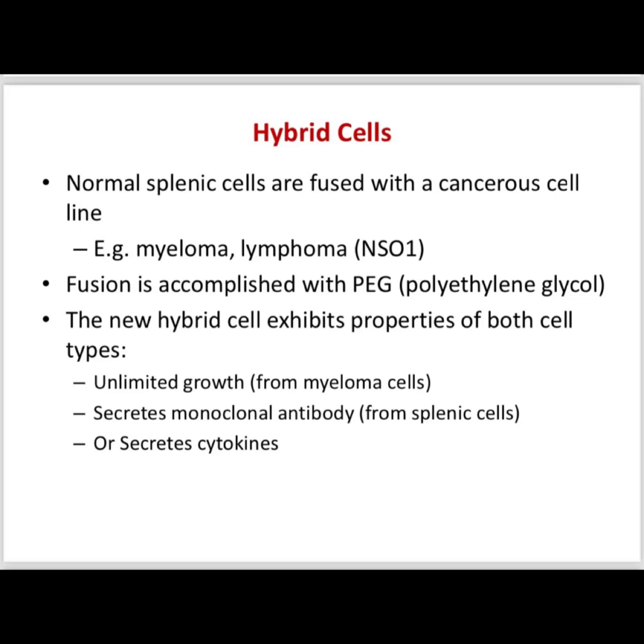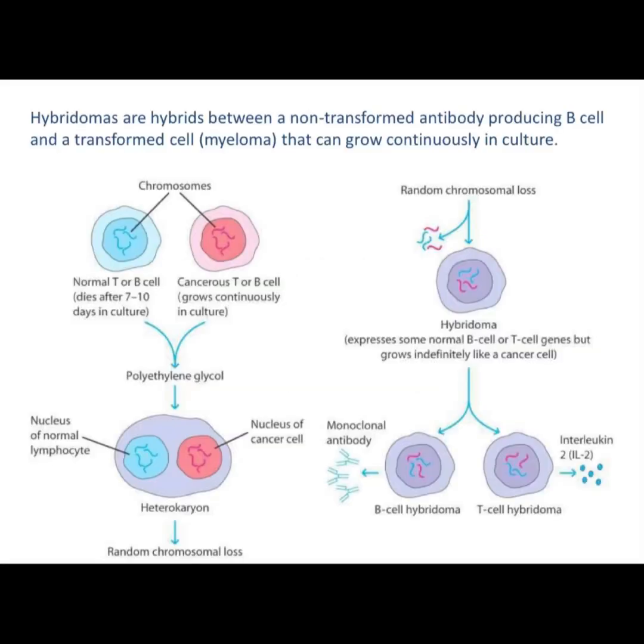Hybrid cells: normal splenic cells are fused with a cancerous cell line. Fusion is accomplished with PEG, polyethylene glycol. The new hybrid cell exhibits properties of both cell types: unlimited growth from myeloma cells, and secretion of monoclonal antibodies from splenic cells. Hybridomas are hybrids between a non-transformed antibody-producing B cell and a transformed myeloma cell that can grow continuously in culture.